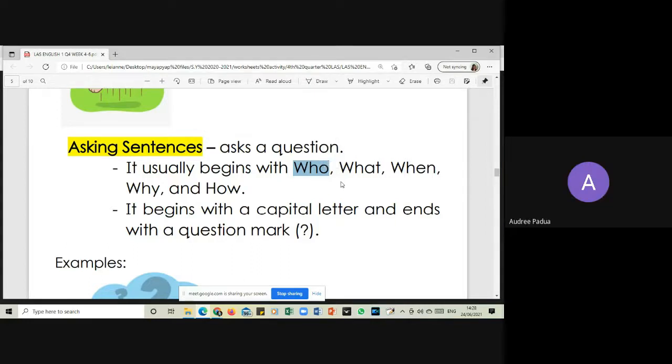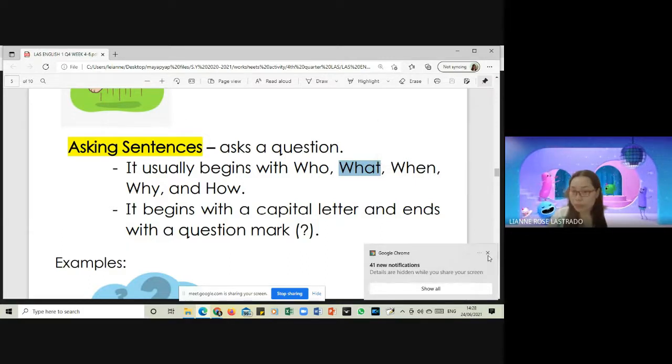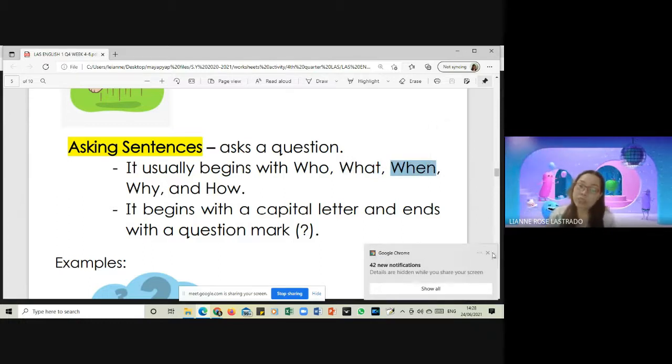When we say what, the answer could be an animal, it could be a thing or object. What answers the question about objects or things, or it could be animals. When, if the question is when, your answer should be time. Okay? Your answer here should be time.